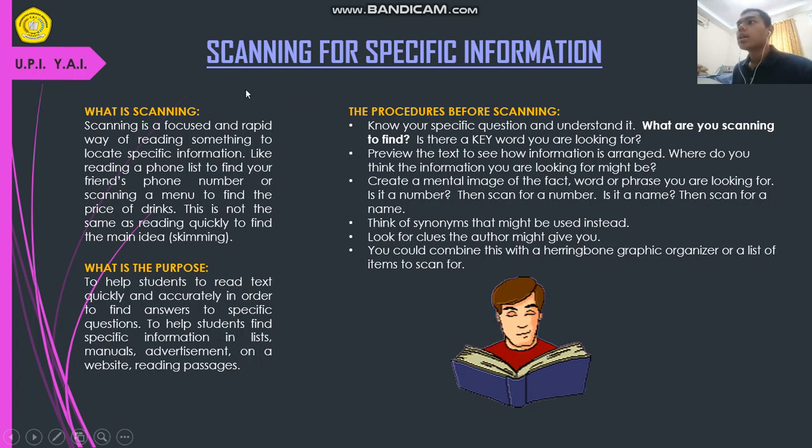The first one is scanning for specific information. What is scanning? Scanning is a focused and rapid way of reading something to locate specific information, like reading a phone list to find your friend's phone number or scanning a menu to find the price of drinks. This is not the same as reading quickly to find the main idea, or skimming.